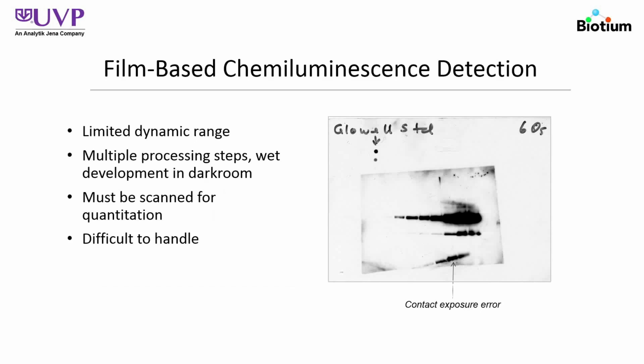Now, historically, film-based chemiluminescent detection is really the original way to do this because there really weren't decent digital imaging systems available. But it became apparent very quickly to anybody working with film that it's a very difficult technique to use because simply moving the membrane around on the film can give you a contact exposure error. So just as I positioned the membrane on this film, you could see that I got a replicate image. And you also have to have multiple processing steps in wet development in a darkroom. Lastly, you have to still scan the film in order to do some quantitation.